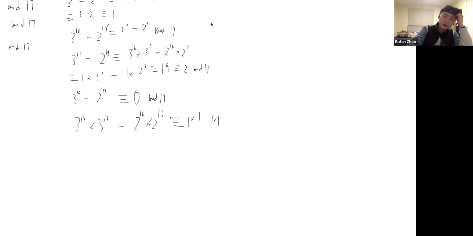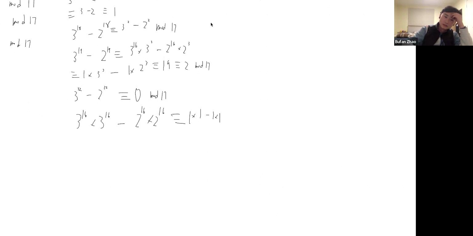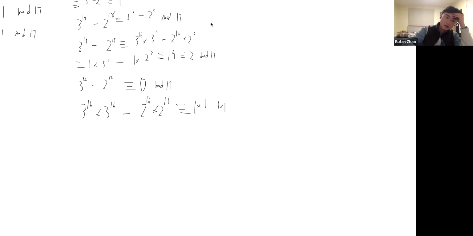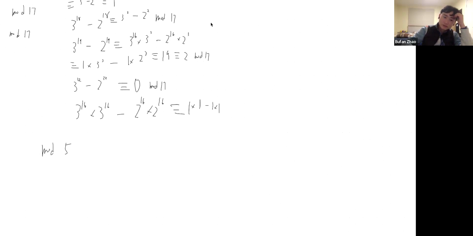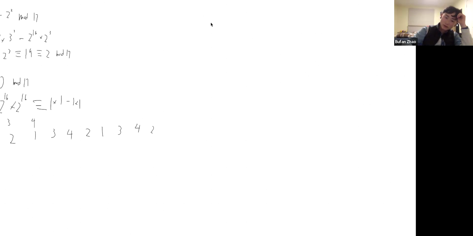Maybe let's look at 3 to the power of something mod 5. In mod 5, 3 to the power of 1 is 3, 3 to the power of 2 is 9, which is 4 mod 5. 3 to the power of 3 is 27, which is 2. 3 to the power of 4 is 81, which is 1. And then the 5th is 3, 6th is 4, 7th is 2, 8th is 1, then 3, 4, 2, 1.